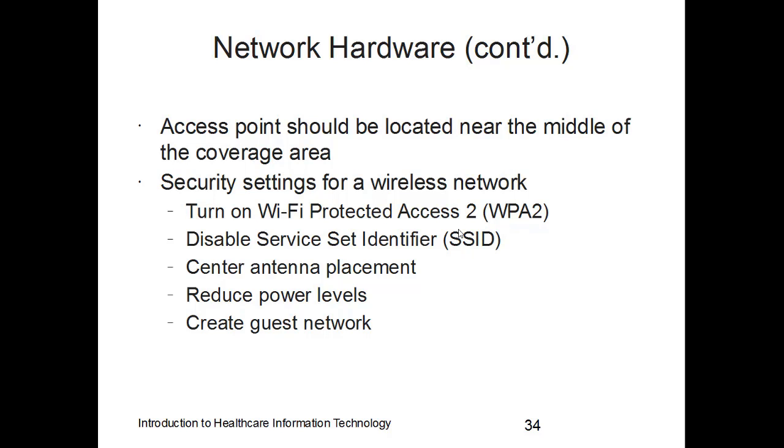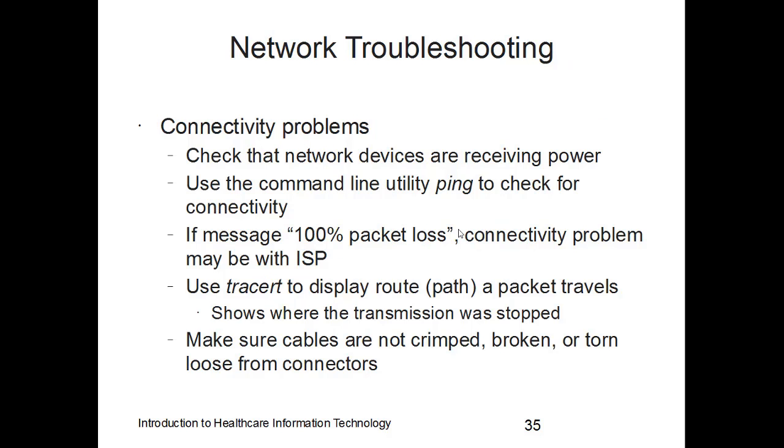And regarding the security settings for the wireless network, you should turn on Wi-Fi Protected Access 2 or WPA2. You should disable Service Set Identifier, SSID. You should center the antenna placement. You should reduce power levels. And you should create the guest network. Alright, now we'll talk about network troubleshooting and regarding connectivity problems.